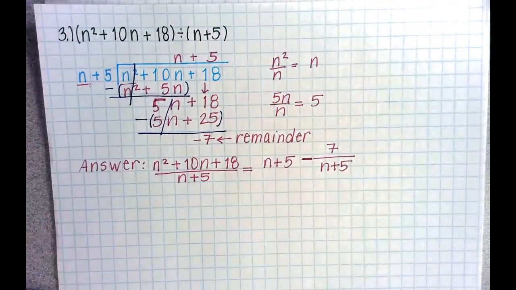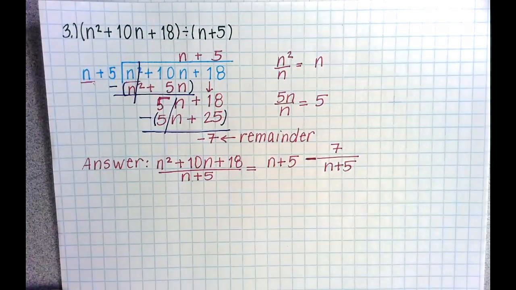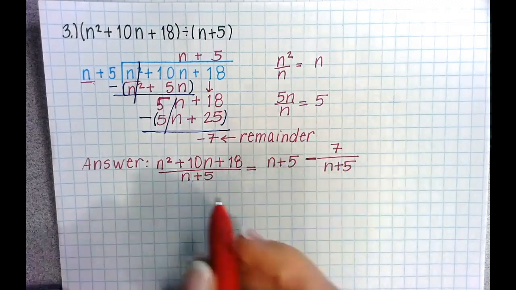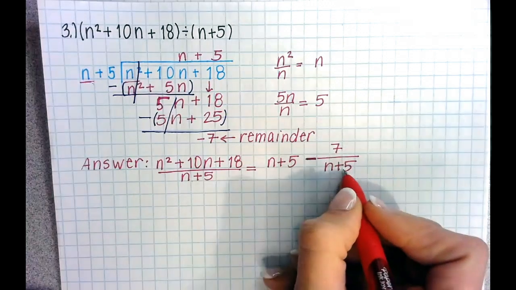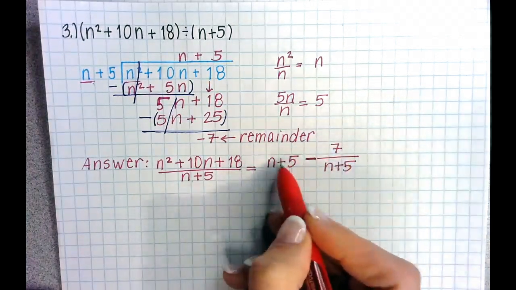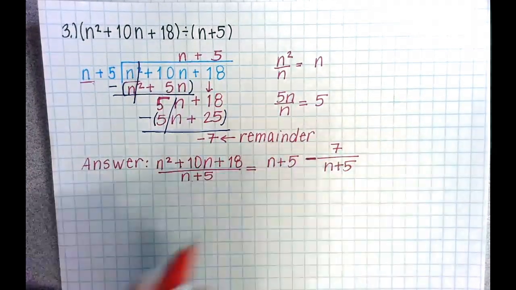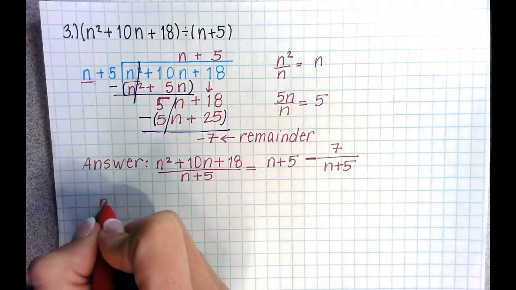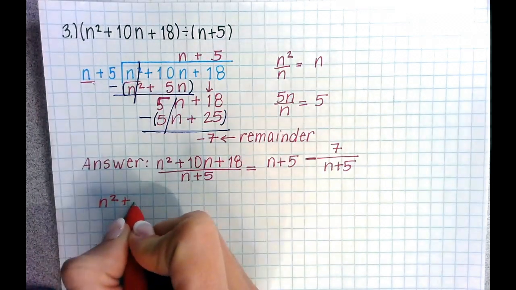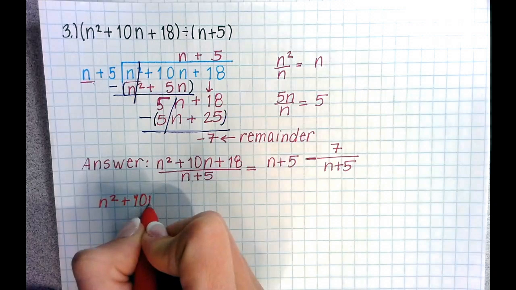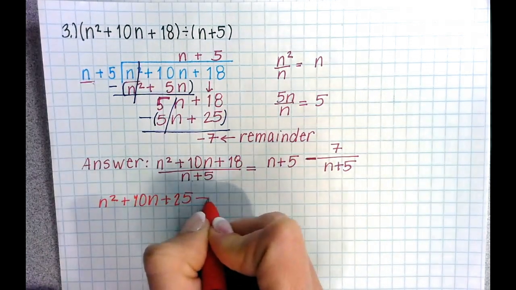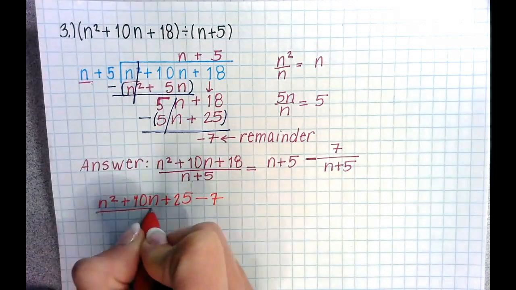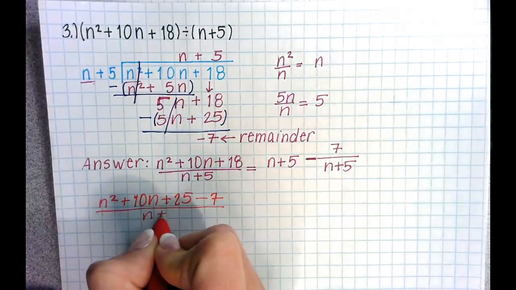One more time, if you wanted to check your work, I'm going to check it this time by changing it back. You're going to do big times bottom plus top, even though it's not necessarily bigger. So n plus 5 times n plus 5 in my head I know is n squared plus 10n plus 25 plus negative 7 or minus 7 over n plus 5.